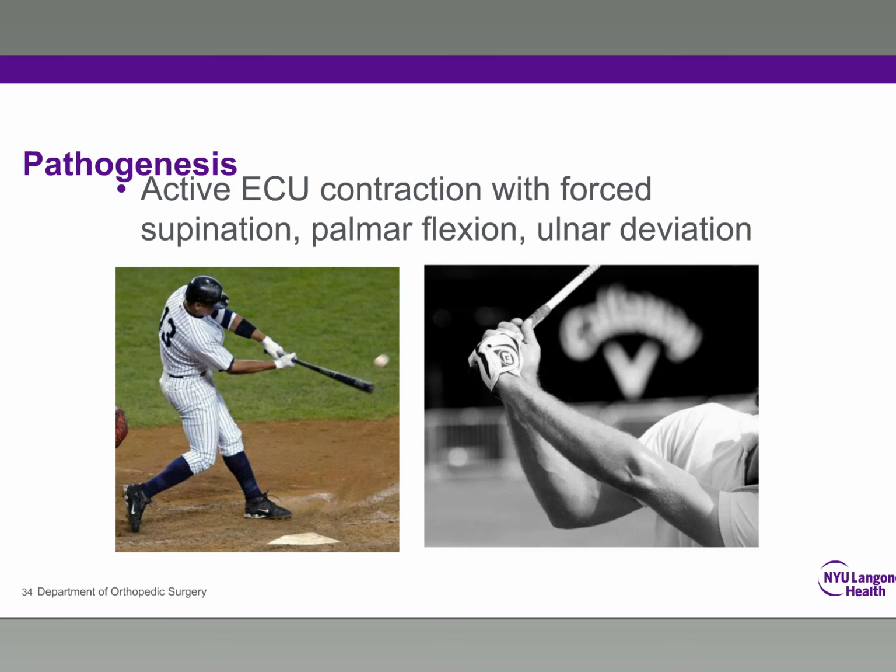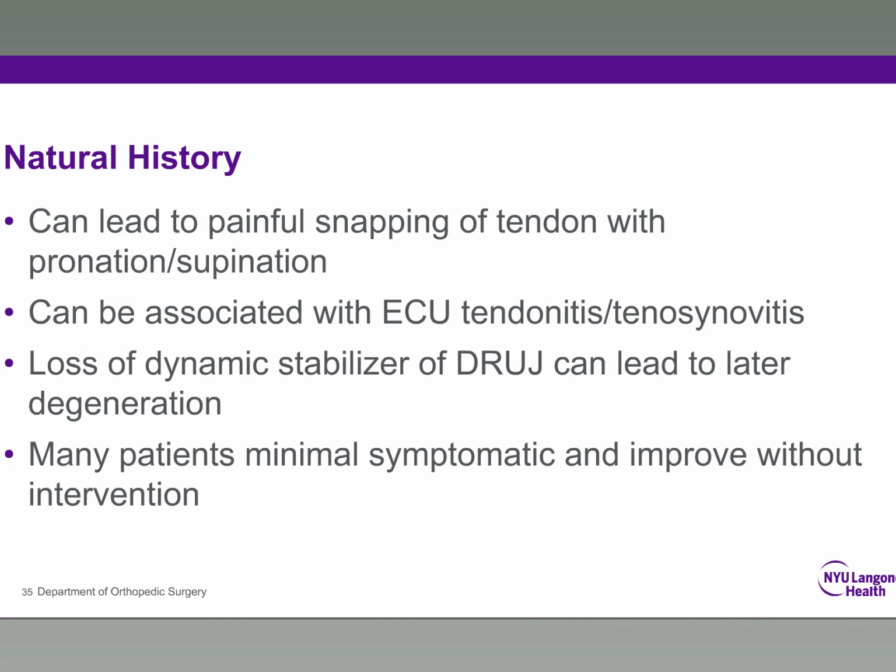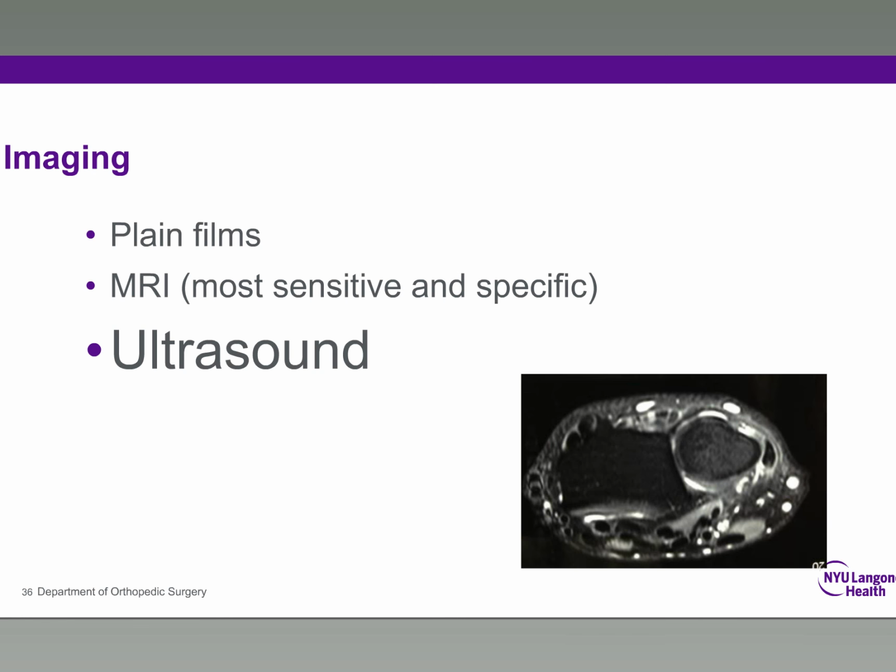The pathogenesis is active ECU contraction with forced supination, palmar flexion, and ulnar deviation, typically seen in racket sports, here in baseball or golf. And the natural history is of a painful snapping tendon with forearm rotation, and this can be associated with or without additional tendonitis. The DRUJ can be affected because the ECU is a dynamic stabilizer, and there's a wide range of symptoms. Some patients are minimally symptomatic and improve without any intervention, and some require surgery.